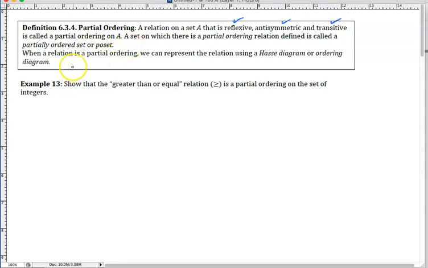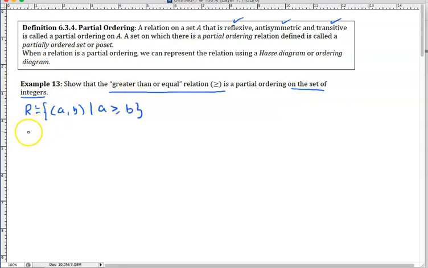And when a relation is a partial ordering, we can represent the relation using a Hasse diagram or ordering diagram. We're going to look at those examples next. First we're going to look at a few examples of checking if a relation is a partial ordering or not. Let's look at the greater than or equal relation. That relation is formed of pairs of points where the first one is greater than or equal to the second one, on the set of integers, so positive or negative integers.